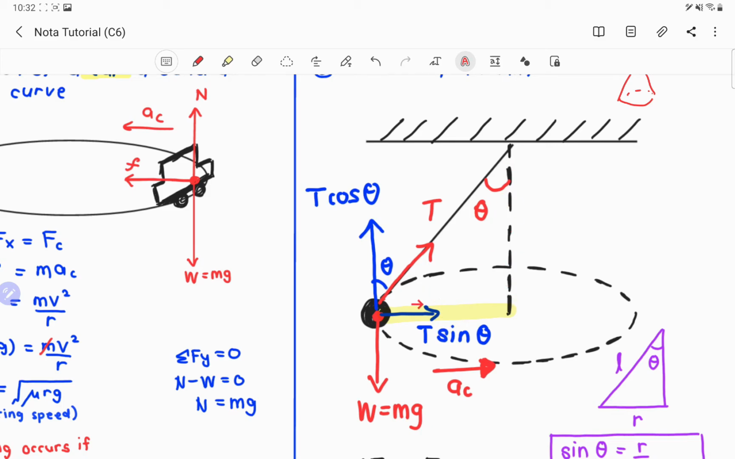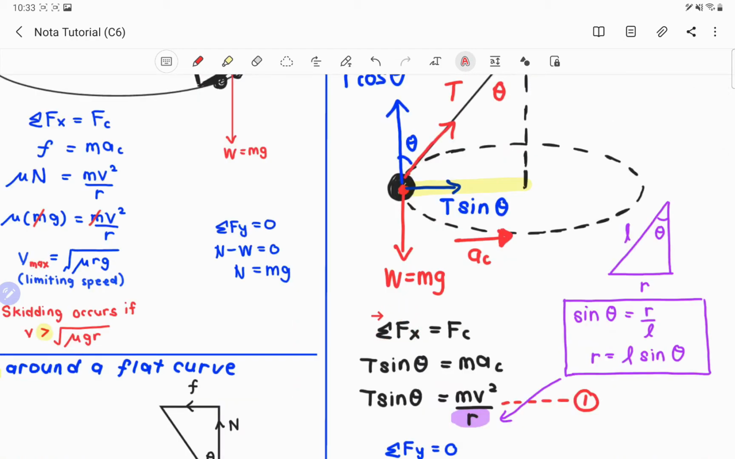Okay, jadi bila kita resolve, T sin theta, T cos theta. And then we know that the direction of AC at this position, they akan pointing towards the center, in which summation of Fx equals to Fc sebab dia punya bulatan berlaku pada paksi X. And then we can see the vector that follows the direction of AC adalah T sin theta. So T sin theta is equal to MAC. Then we get one equation.